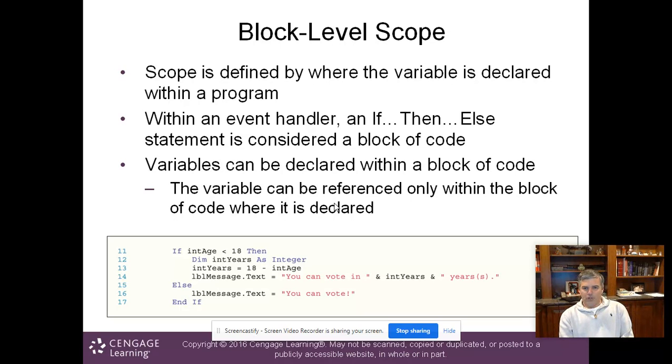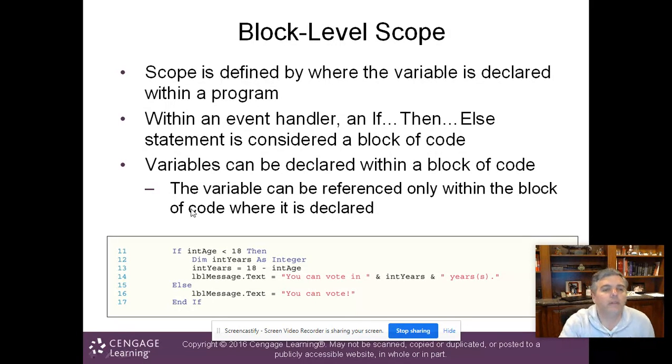So I just want to mention block level scope here. We talked a little bit about scope in the previous chapter when we created some class level variables for our applications. So we can have block level scope as well. Scope is defined by where the variable is declared within the program. You can declare your variable at class level and it's available everywhere in your program. You can declare it in a procedure, so then it's available within that procedure, but you can also declare a variable within an if statement.